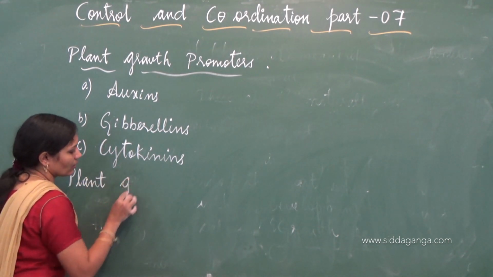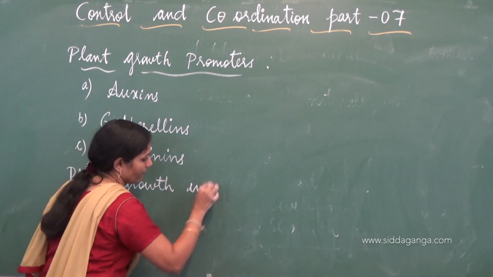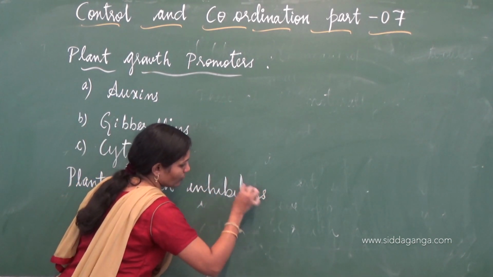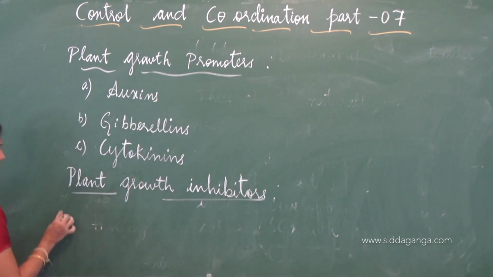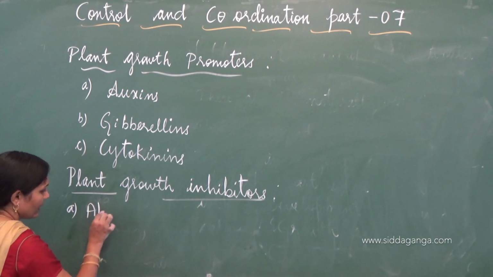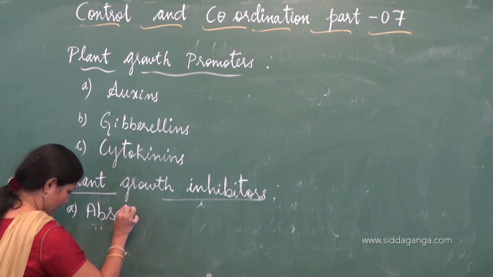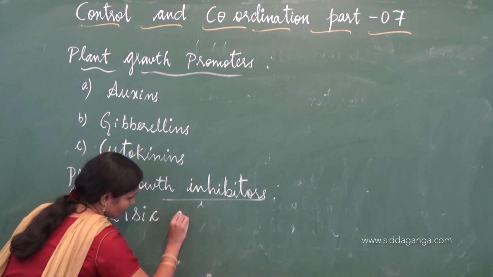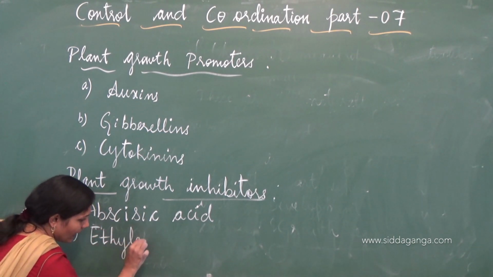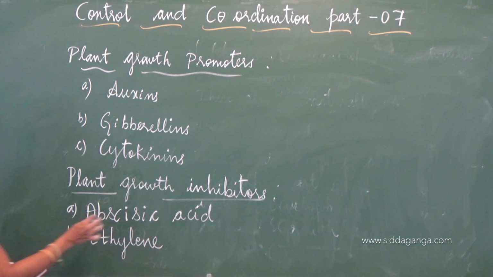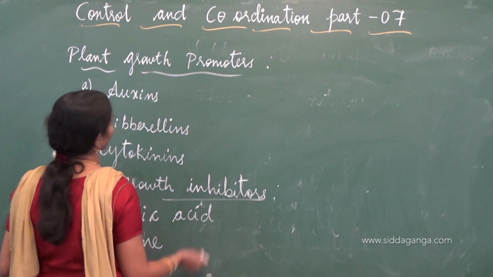Plant growth inhibitors are abscisic acid and ethylene. One is abscisic acid, A-B-S-C-I-S-I-C, and the other is ethylene, E-T-H-Y-L-E-N-E. These are plant growth inhibitors. They inhibit plant growth, whereas the promoters promote plant growth.